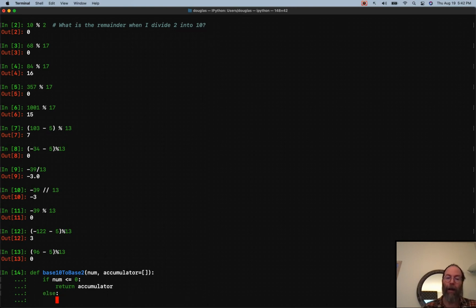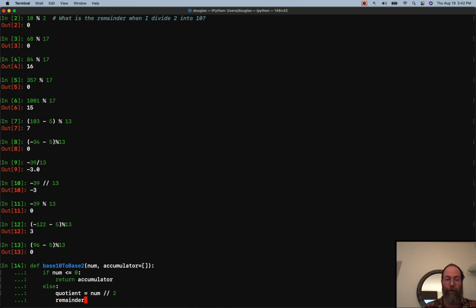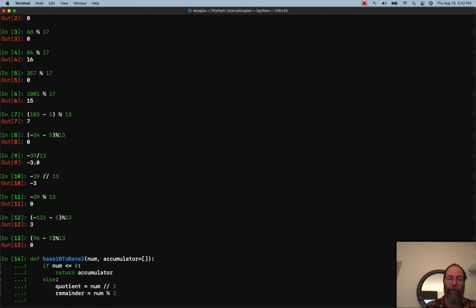Else, what are we going to do? Well, let's see. So what should I call it? The quotient, or I could just spell out the word. Quotient is equal to num integer division 2. Remember, that's integer division without the remainder. Remainder is equal to num mod 2. And then we're going to do base 10 to base 2, the quotient, and then the accumulator. One second, I have to make sure I'm doing this correctly. Accumulator plus the remainder. And this has to be returned.